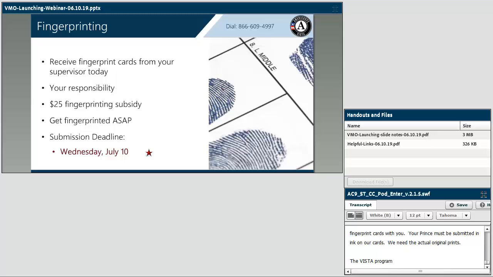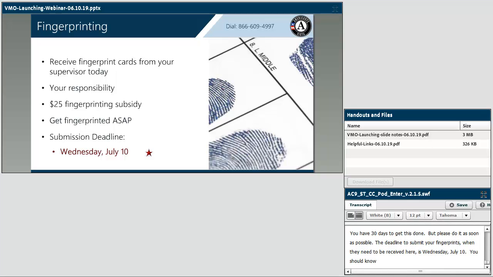And the VISTA program provides you with a $25 fingerprint subsidy, and that will be included in your first living allowance payment. Now you have 30 days to get this done, but please do it as soon as possible. The deadline to submit your fingerprints, that means that they need to be received here, is Wednesday, July 10th.